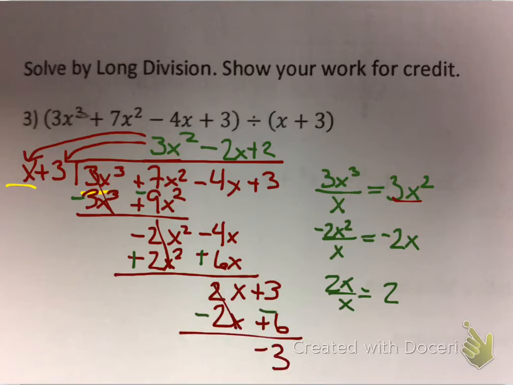So 3 plus negative 6 is negative 3, and that's my remainder, which I can write here as negative 3 over x plus 3. Notice how the remainder always ends up over the divisor. Okay, so that's long division, and then let's look at number 4.